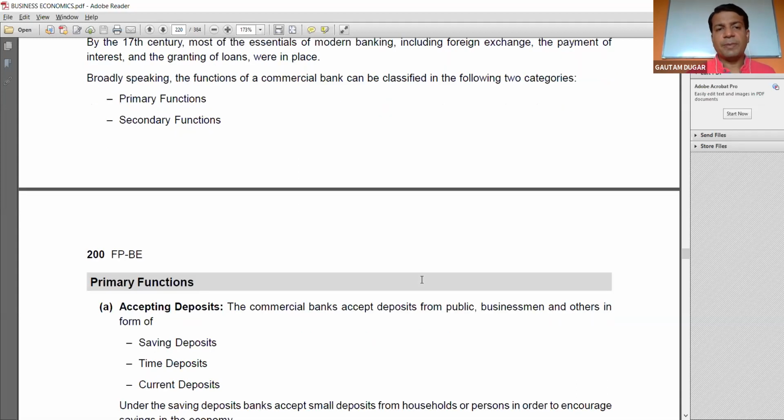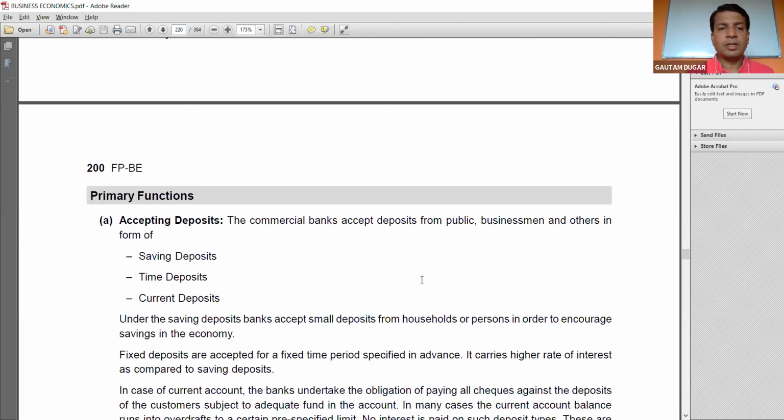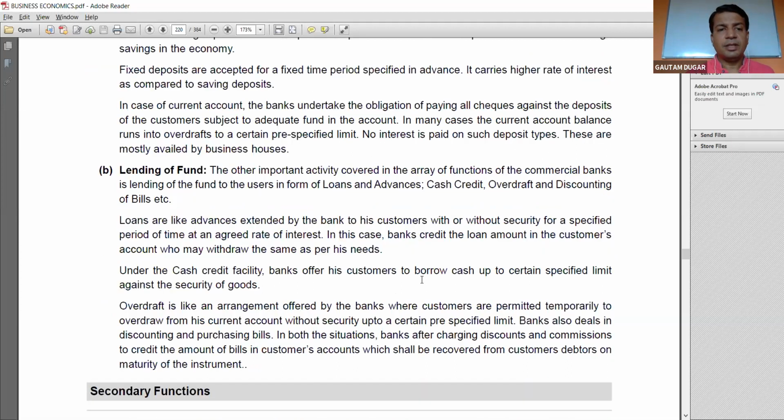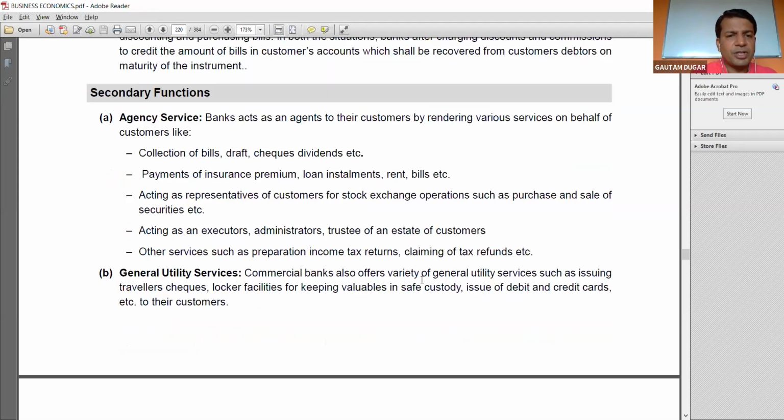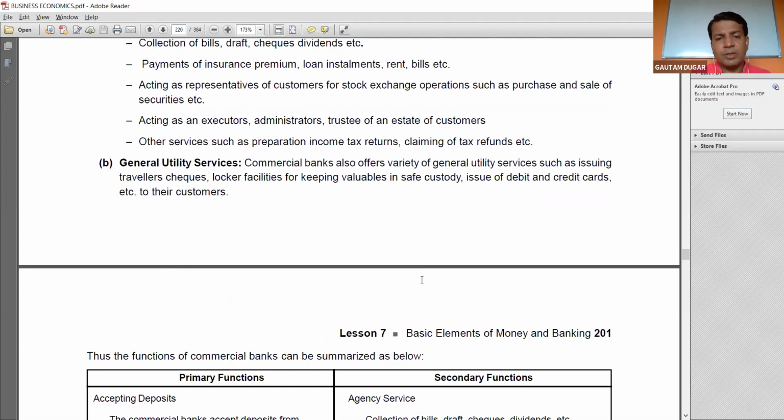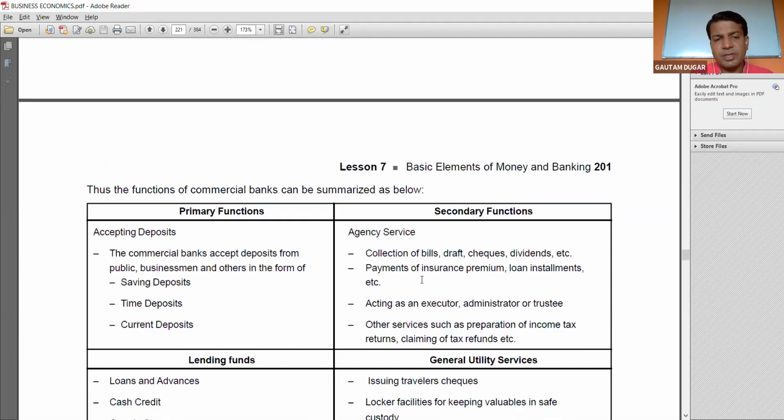So the functions of the commercial bank are accepting deposits, lending of funds, and agency service. How come agency service? The bank collects our checks on our behalf. The bank makes payments on our behalf if we give standing instructions to the bank, so ECS mandate. All those payments are made by the bank regularly without us having the burden of the payments. I'm not going to discuss those functions. Banks issue debit cards, credit cards, and all those functions are the primary and secondary functions.